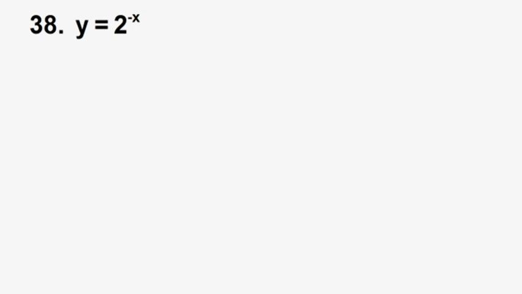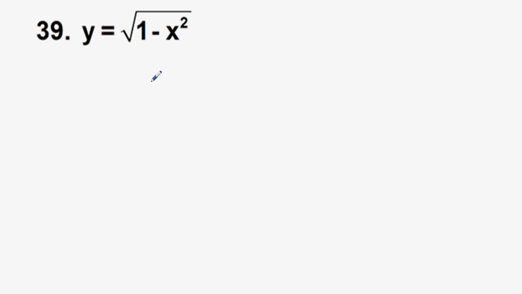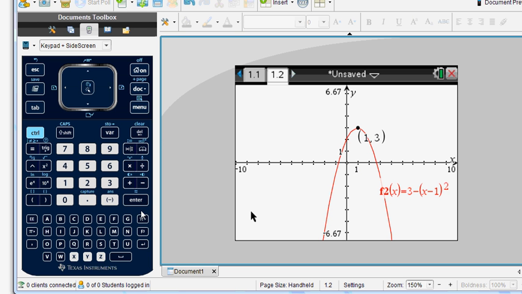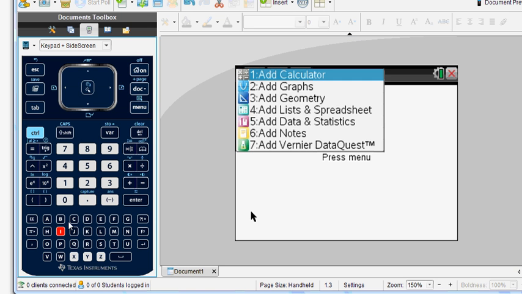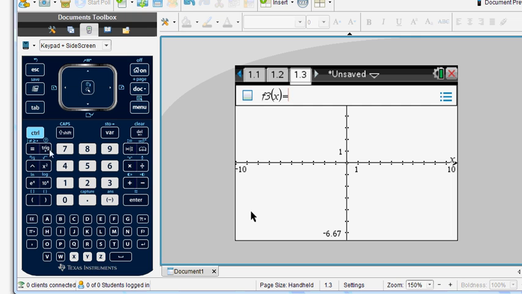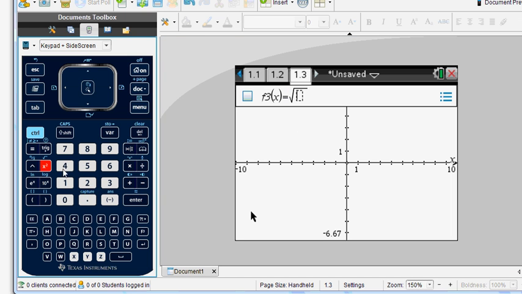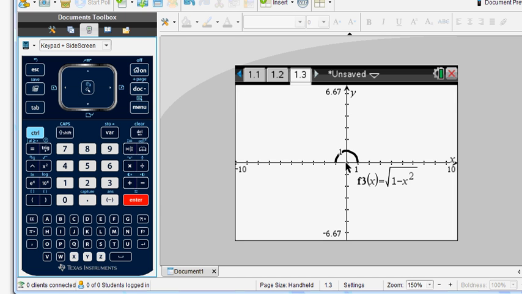Okay, next odd number problem, which is 39. We have y equals the square root of quantity 1 minus x squared. So let's just graph this one. This one here has a little more complexity to it. So go to Control I, add graph. We have the square root of 1 minus x squared. I think this function is not defined for greater than 1 or less than -1. So we have this function right here.